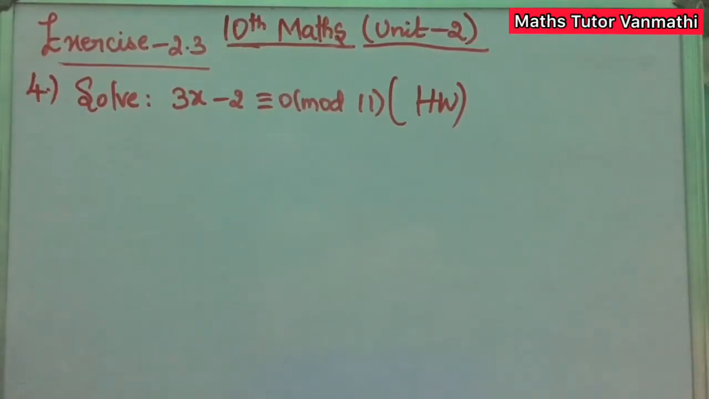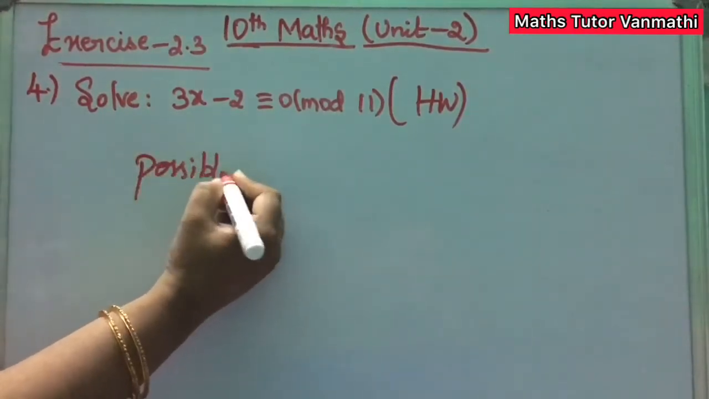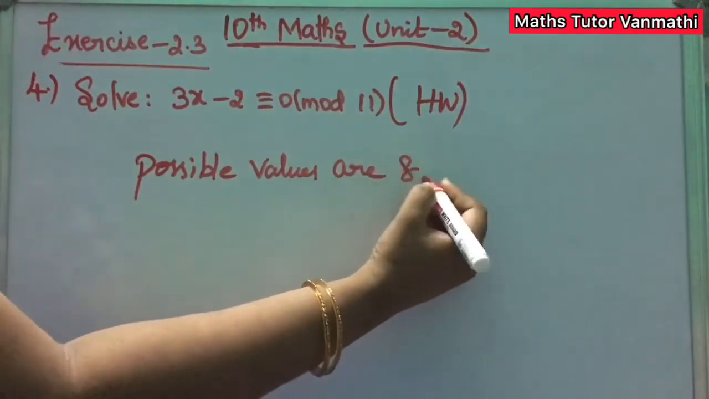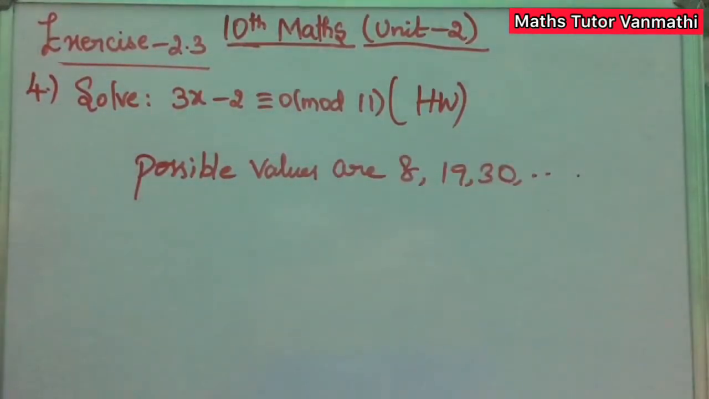Okay. Last we have seen the third problem. Same model only. You just try. I'll give you the possible values alone. You just try whether your answers are right or not. Possible values are 8, 19, 30, etc. Same like your third problem. Okay. Next we can move on to the fifth problem.